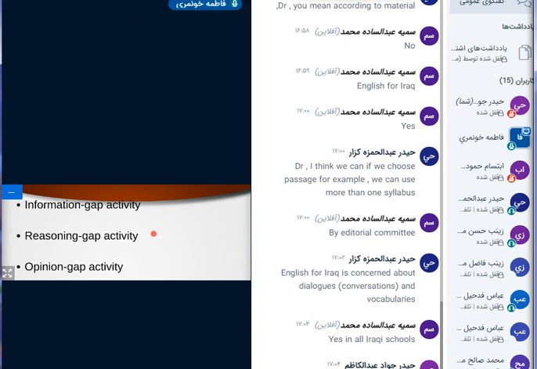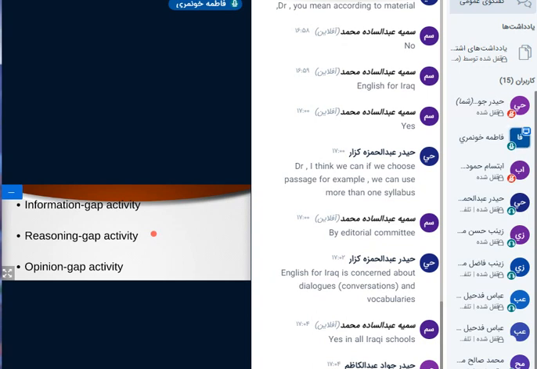Okay, so let's start with the information gap activity. The name speaks for itself. Information gap. It means that there is a gap in information that needs to be filled out by the participants in this activity. Usually, in information gap activity, one student has some information while the other student or the other students in the group lack that information. And because of this gap, they need to communicate with each other in a meaningful way to fill that gap.